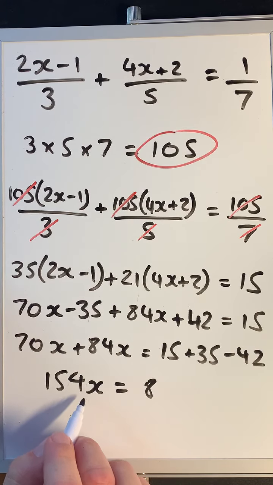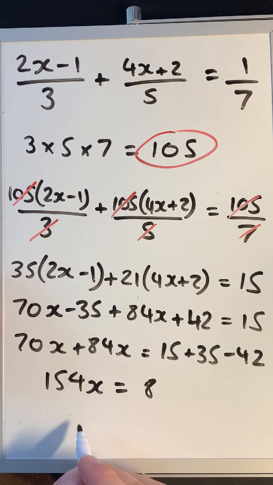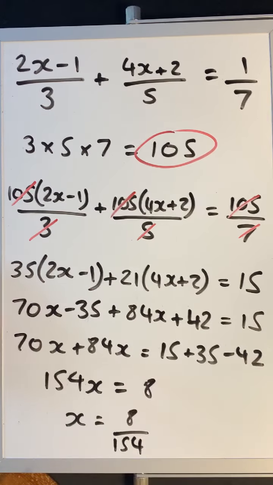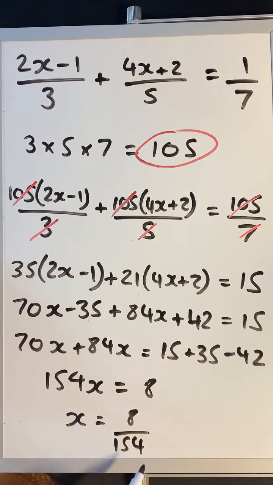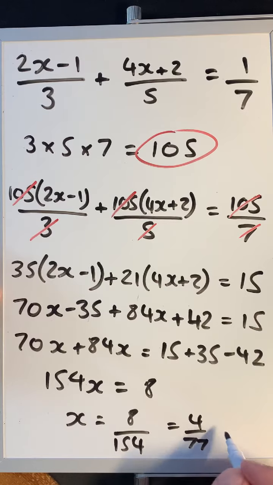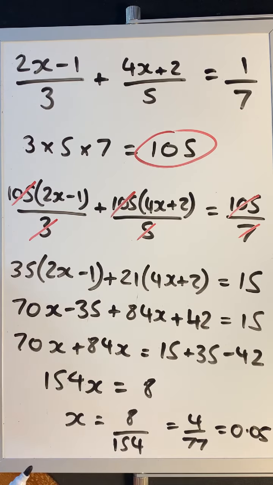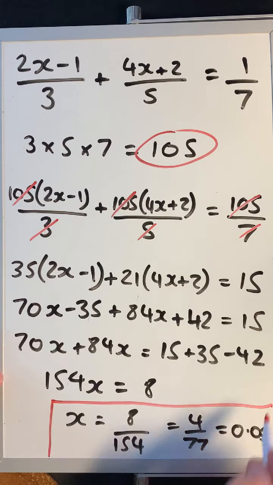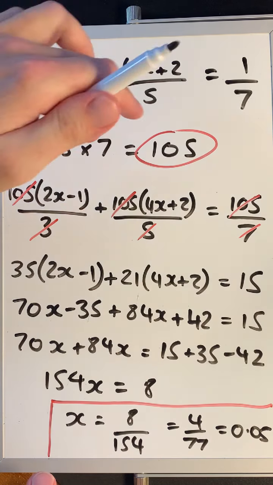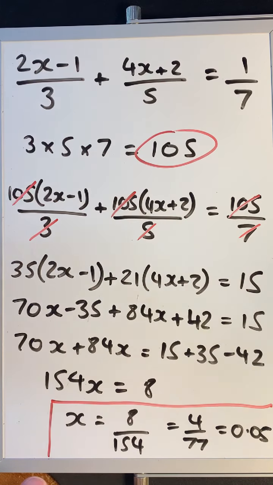And then for the final answer, of course, divide through by whatever's in front of the x. Okay, so we've got x is equal to 8 over 154. And if you wanted to cancel that down, it would be 4 over 77. Or as a decimal, 0.05. Okay, so in exam conditions, I would accept any of those answers. Okay, unless I specified, for example, in this case, express your answer to 2 decimal places. Okay, so slightly trickier, but just remember, you always want to multiply by a common factor of these denominators.